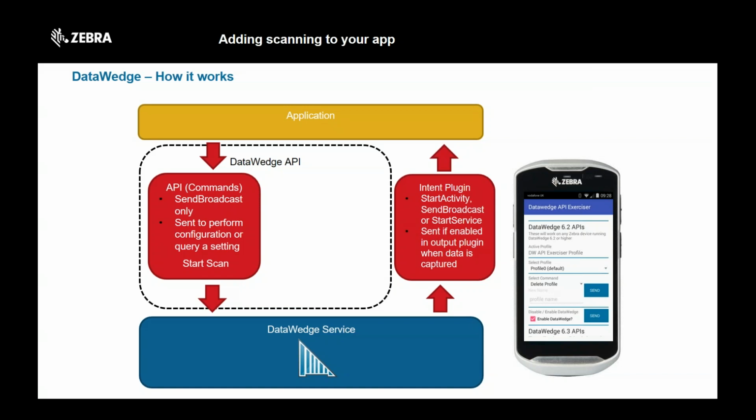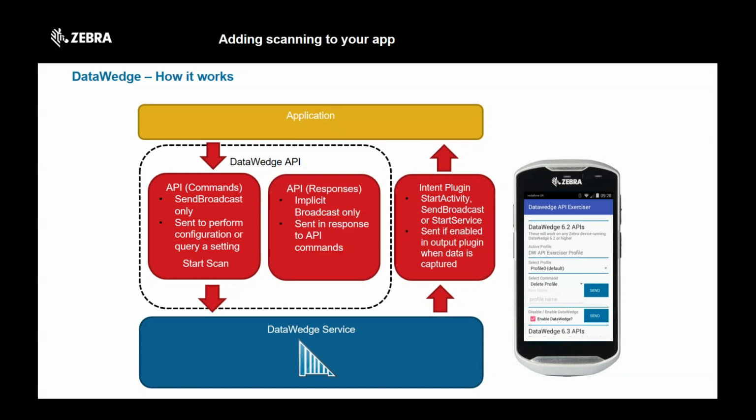Now, some commands will involve a response from the DataWedge service. So, there's commands like create profile and switch profile. None of those require a response, but others, for example, the enumerate scanners, you'll want to receive a response back. So here we have a response which is received as a broadcast at the moment. We may have additional ways of receiving responses in the future, but for now, you receive responses as a broadcast.